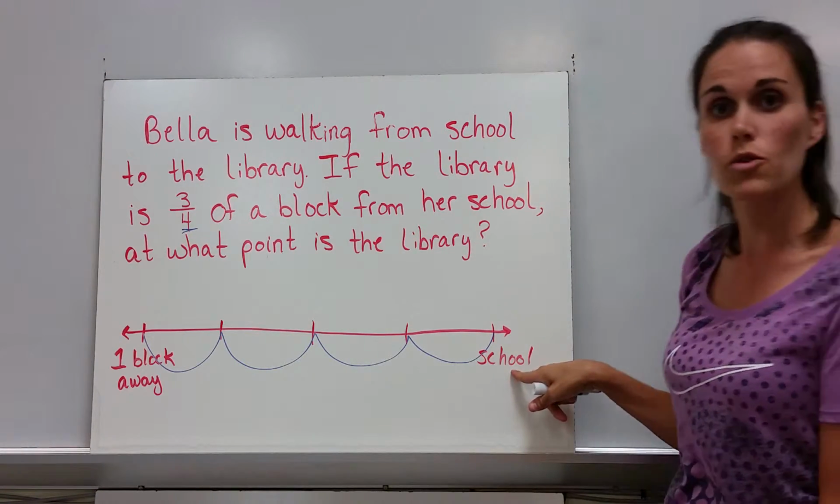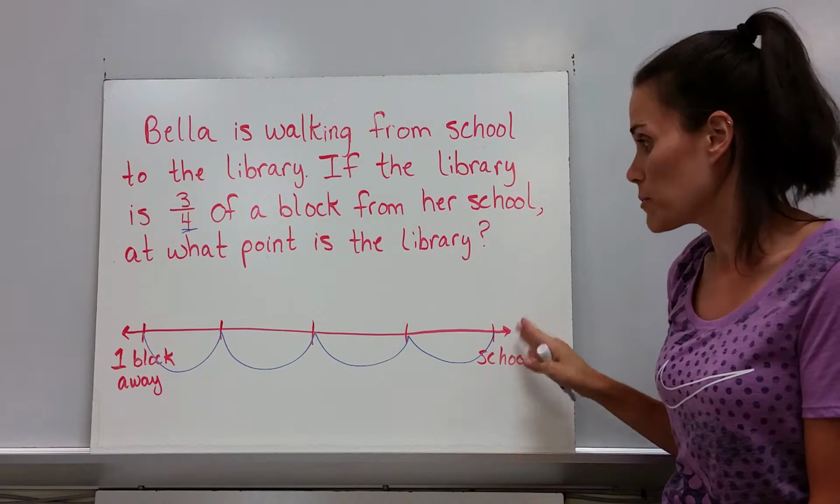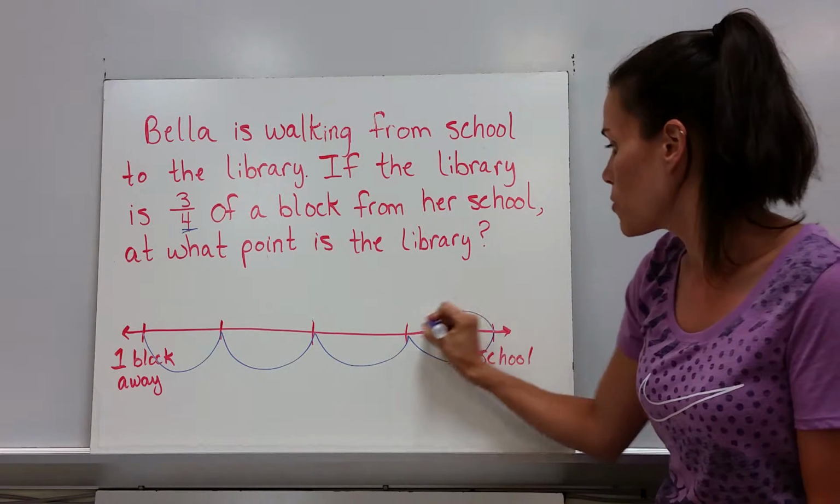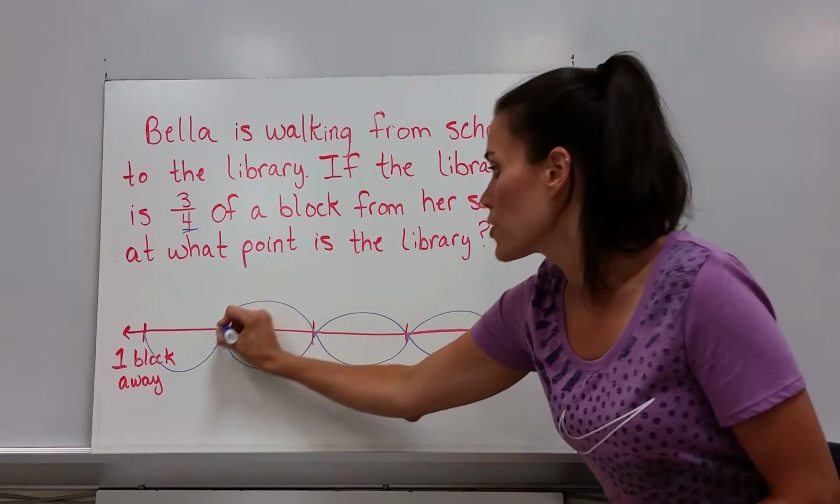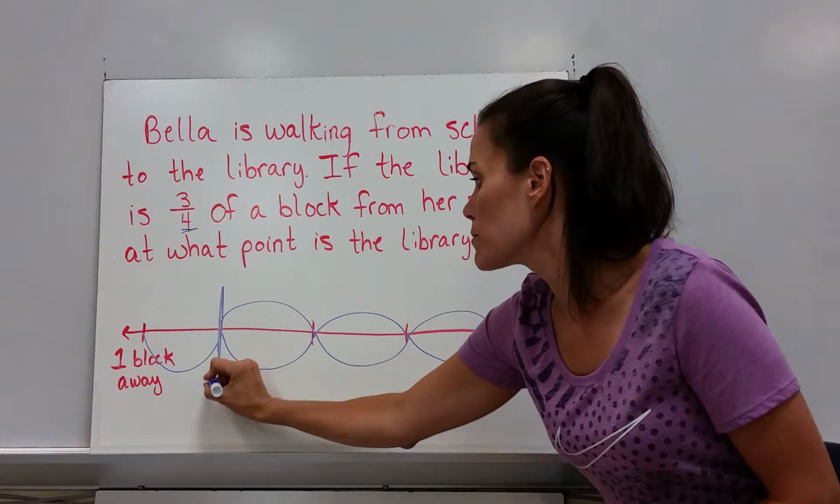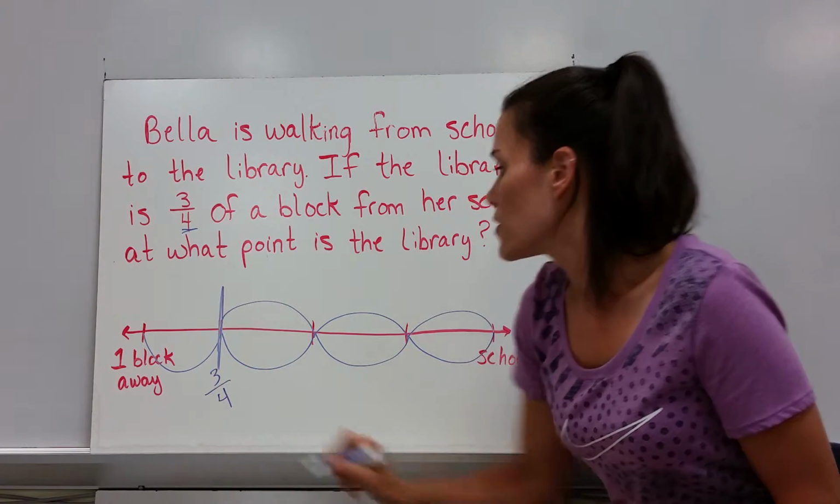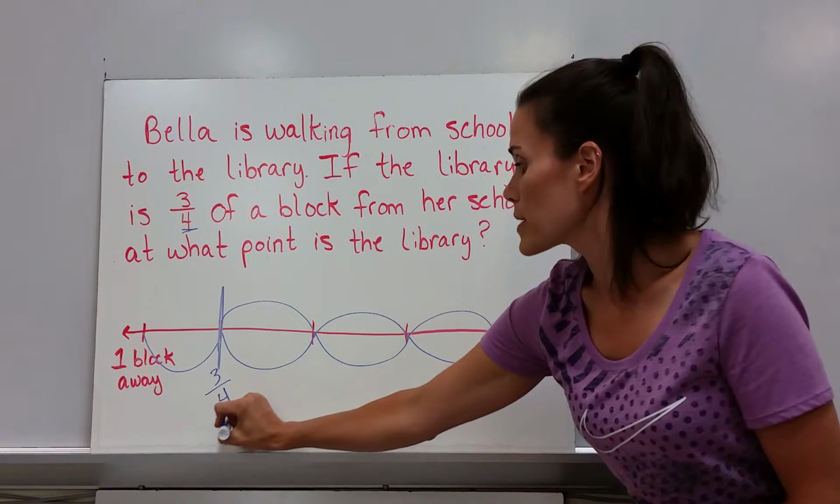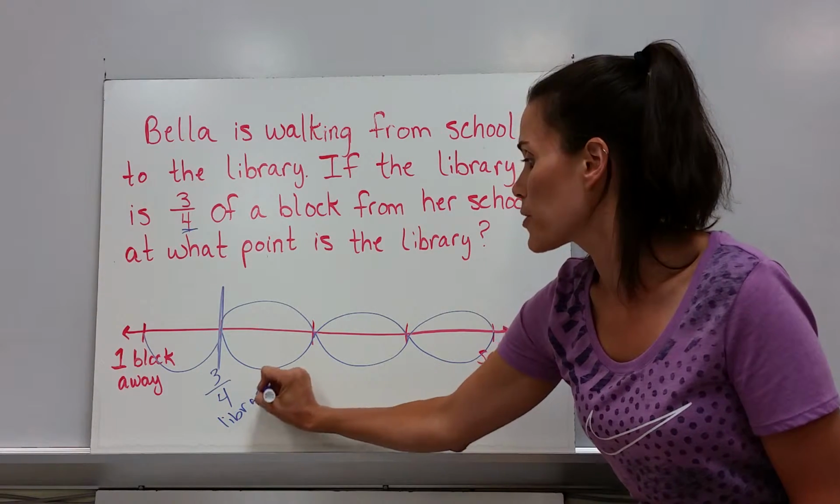And the library is 3/4 from the school. It's okay that the school is on this end. It's still going to be 3/4 of a block away. So we can go 1, 2, 3. So right here is going to be 3/4 from the school, which makes this the library.